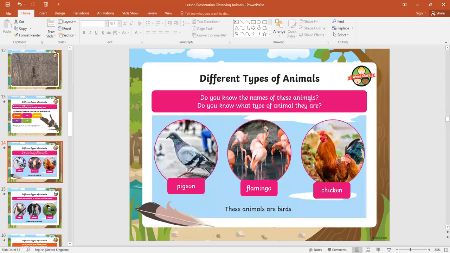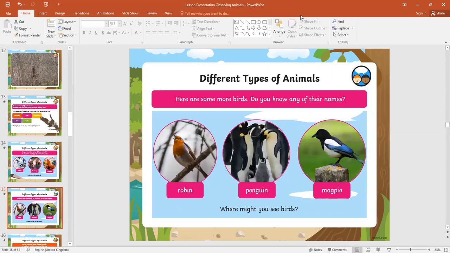Do you know the names of these animals? Do you know what type of animal they are? Pause the video and have a little think. That's right, this is a pigeon, a flamingo, and a chicken. And they are birds.